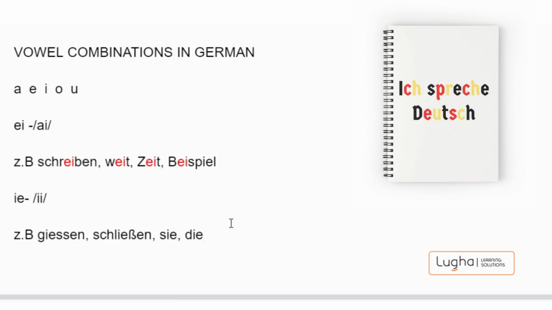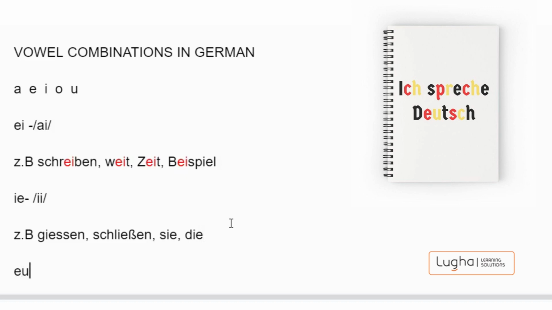Your day has come. It is Die Mannschaft because IE is sound E. So D, Z, Schließen, Gießen. Again, a very, very common vowel combination. These two are very common, and that's why it's very important for you to know them, okay?